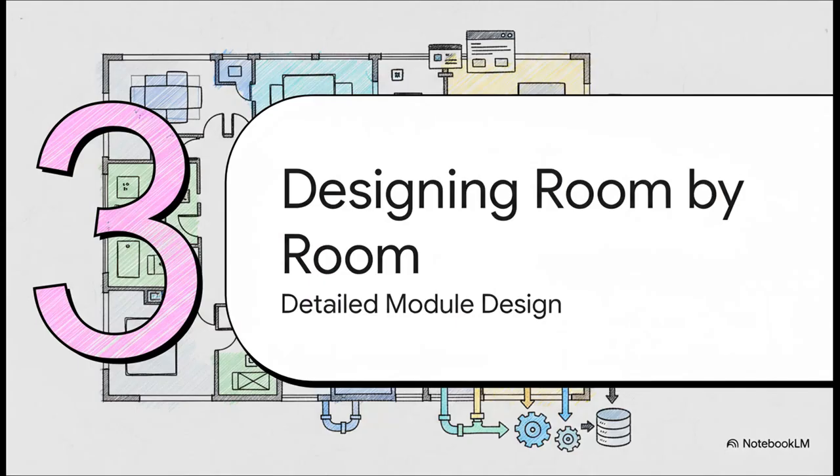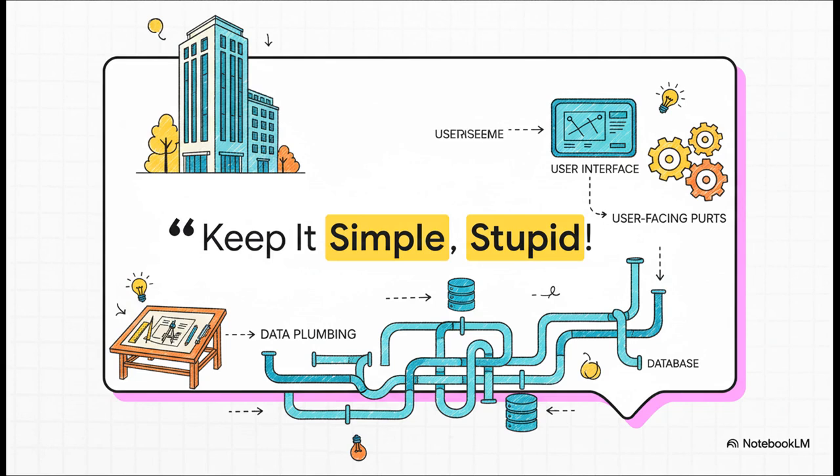All right, we've seen the big picture. Now it's time to zoom in. Section 3, designing room by room. Now that the master blueprint is set, we can start designing the individual pieces the user will actually see and interact with. And the guiding philosophy here is a famous one. You've probably heard it. KISS, or keep it simple, stupid. Seriously, the best designs are often the simplest ones. And why is that? Because a simple modular design is so much easier to fix and upgrade later on.